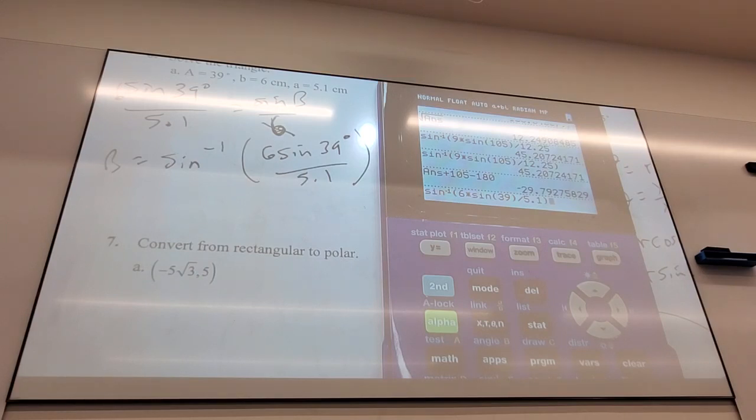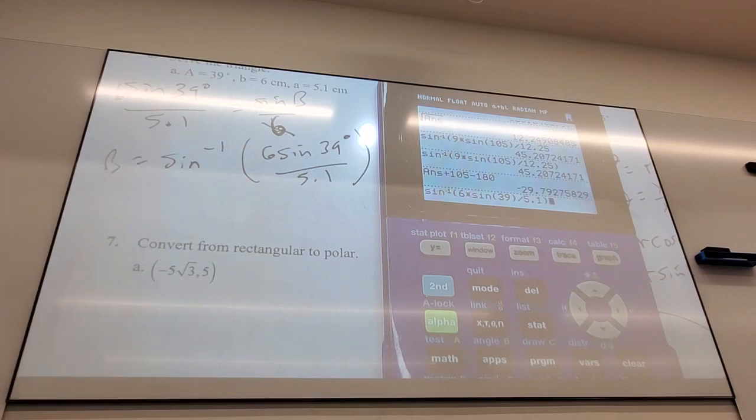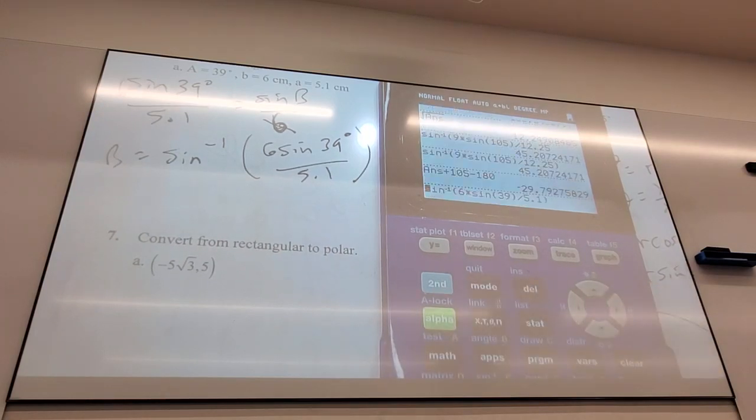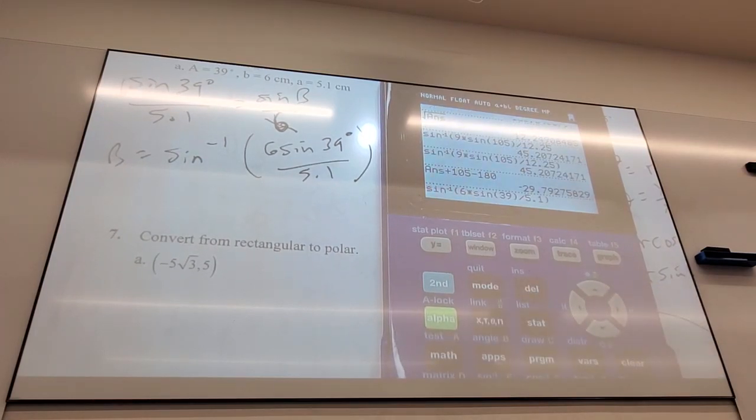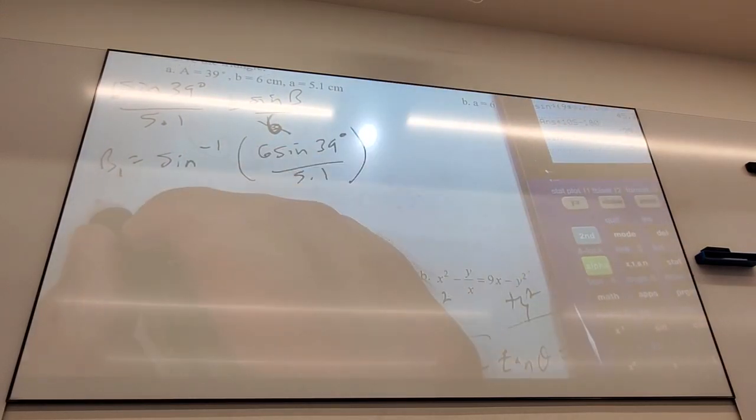So help me out. What do you guys get? Is everybody cool with the first step there? I have a complete ratio I can make. I have information about another letter, so I use that. You want it in degrees. Yeah, degrees. So let me make sure I'm in degrees. So what do you guys get? Anybody? 47.76. Yeah. So that is what I'm going to call B1.